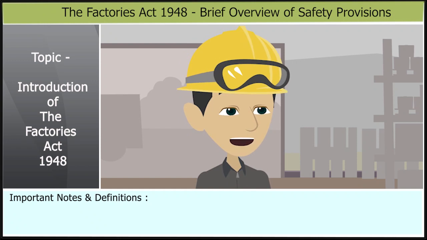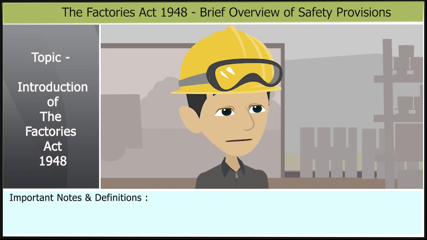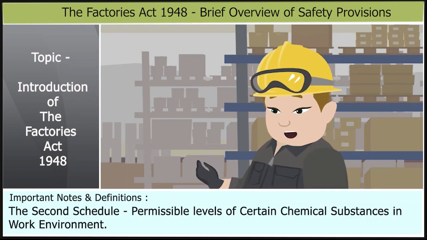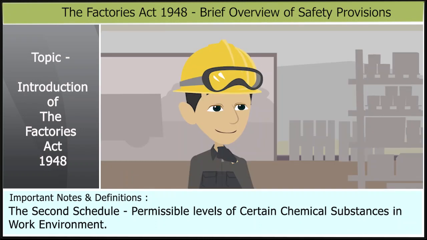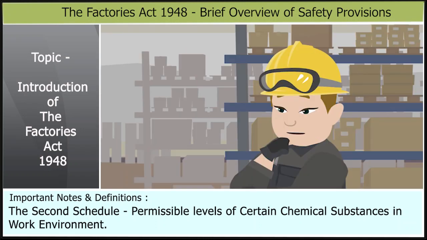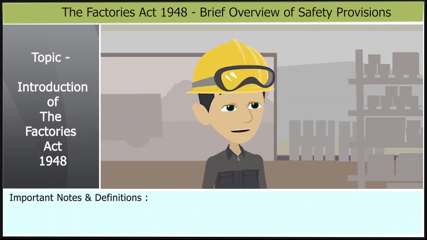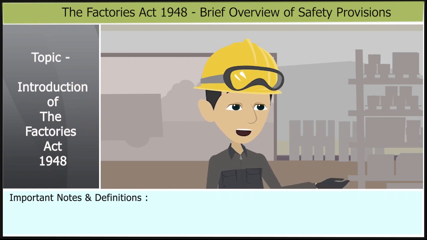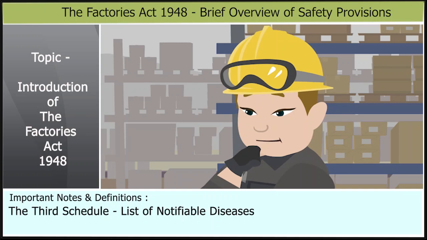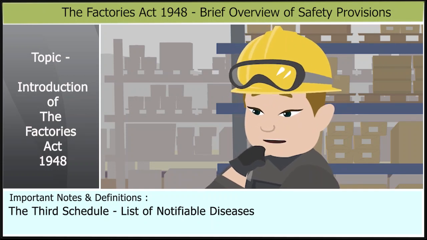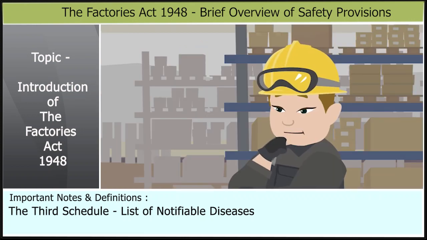And what about the permissible levels of certain chemical substances in the work environment? The second schedule of the Factories Act 1948 lists permissible levels of certain chemical substances in the work environment such as benzene, carbon monoxide, and lead. I see. And what are the notifiable diseases? The third schedule of the Factories Act 1948 lists notifiable diseases such as anthrax, lead poisoning, and silicosis.